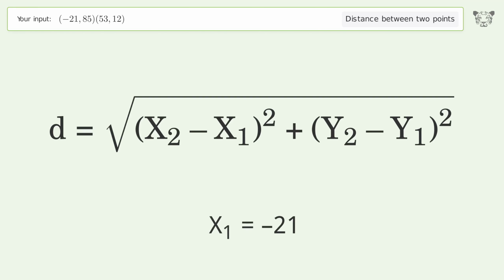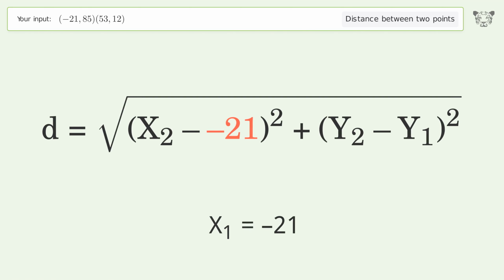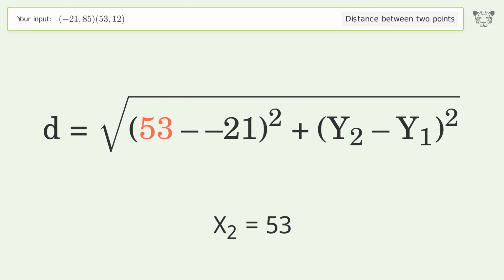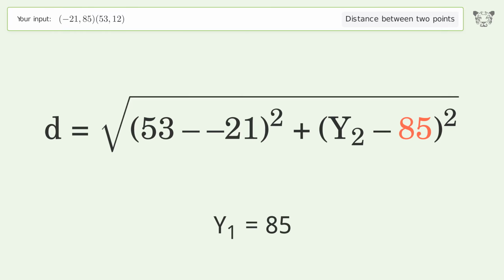x1 equals -21. x2 equals 53. y1 equals 85. y2 equals 12.